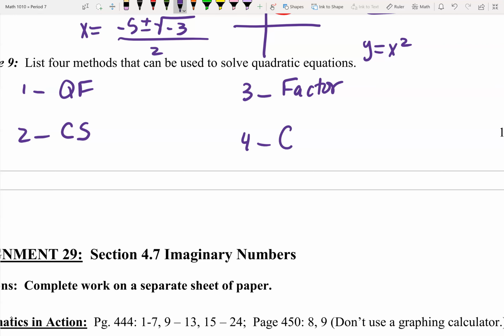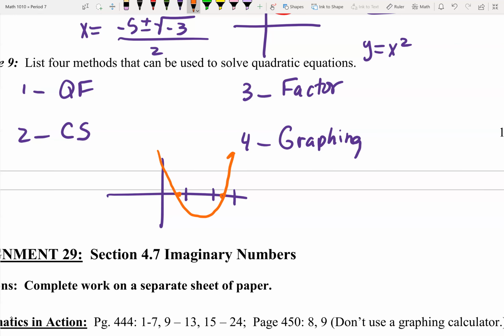Yes, you're exactly right. Graphing. You know why I don't like graphing? Look at this. If you graph it and it looks like that, I have no idea what those values are. You know what I mean? It just doesn't work out, right? Okay, so that's it. We're done.